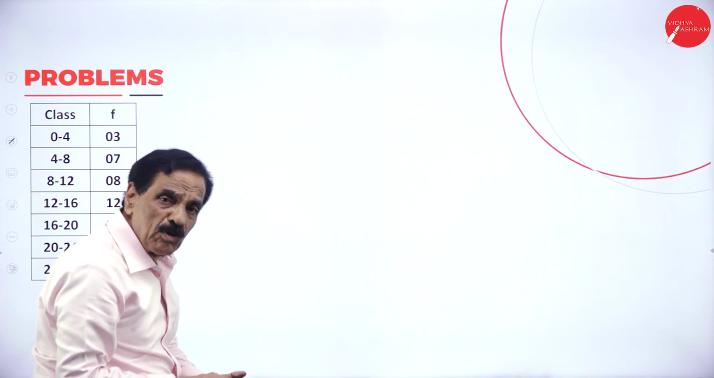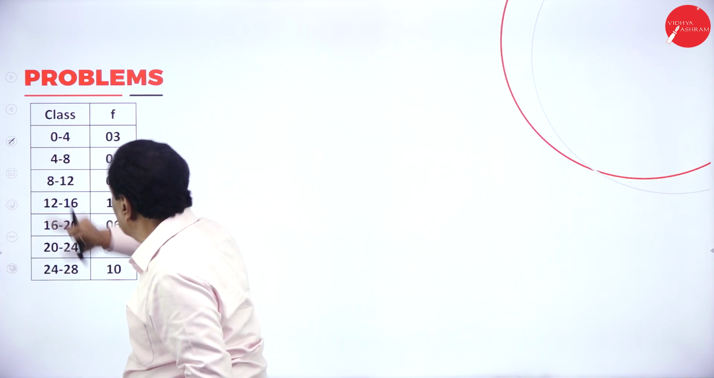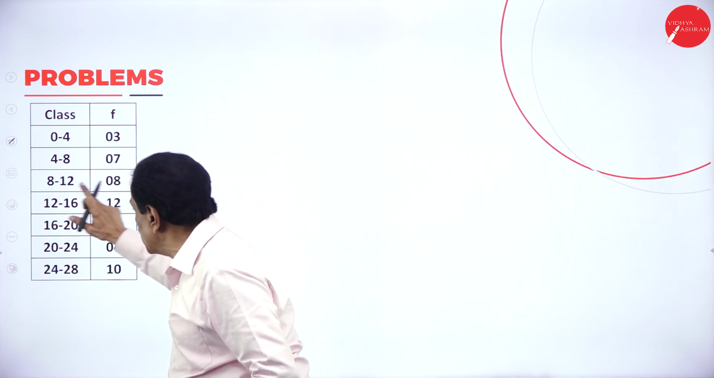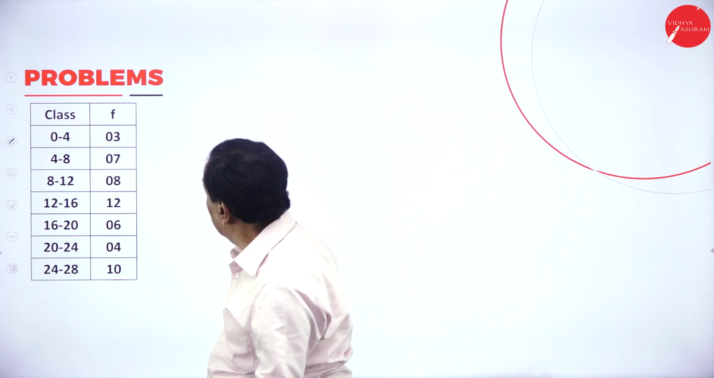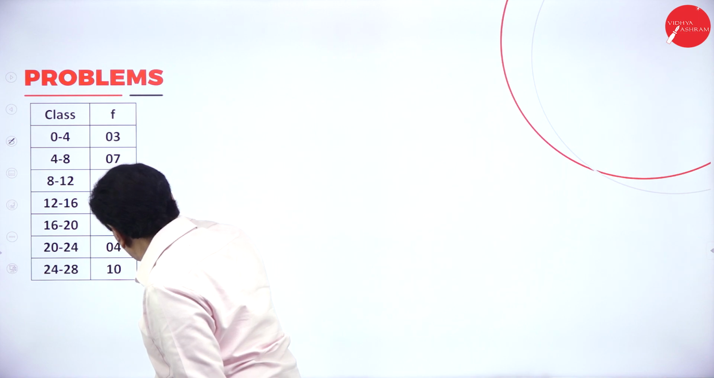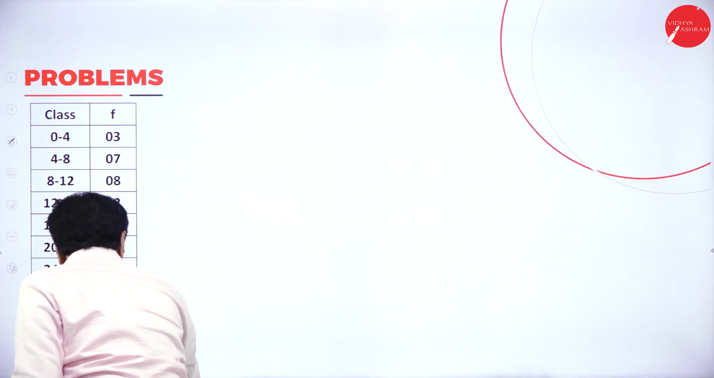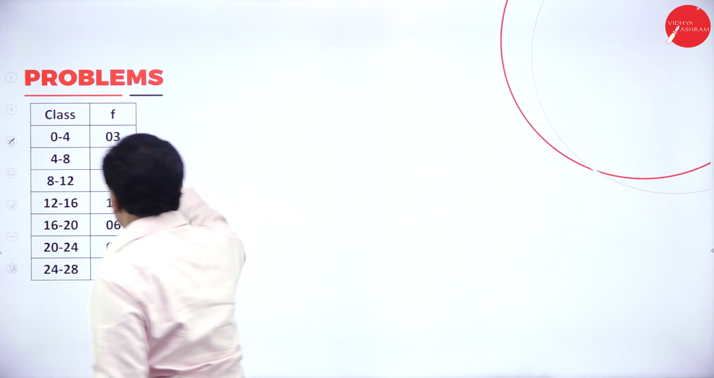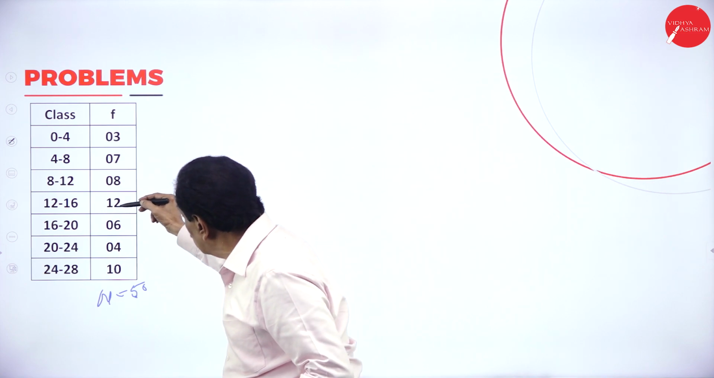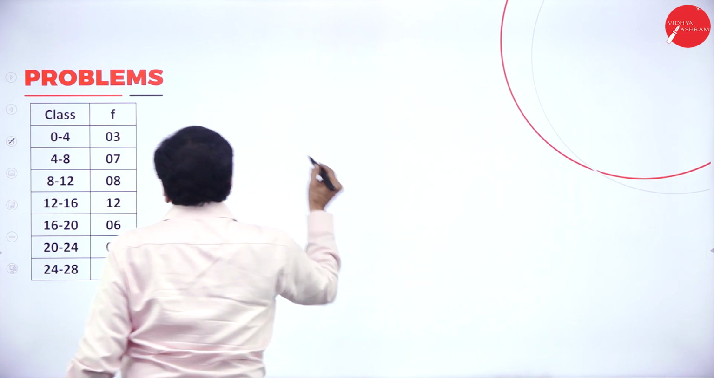We'll take one more example. Class 0 to 4: 0 is the lower limit and 4 is called the upper limit. Then 4 to 8, 8 to 12. Then add the frequencies: 3 plus 7 is 10, plus 8 is 18, plus 12 is 30, then 36, 40, 50. N is equal to 50. I will repeat: 3 plus 7 is 10, 10 plus 8 is 18, 18 plus 12 is 30, 36, 40, 50.